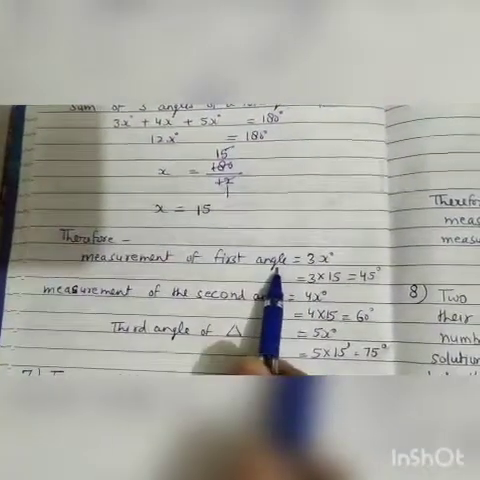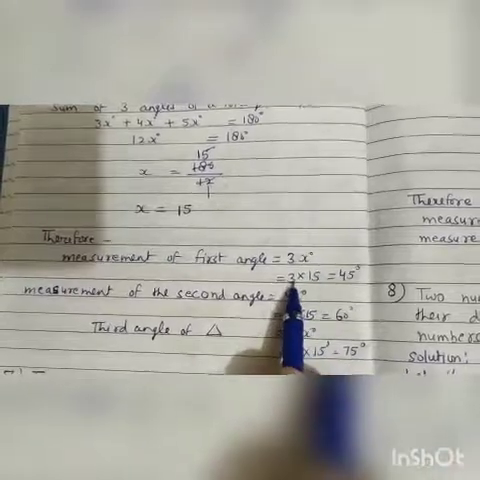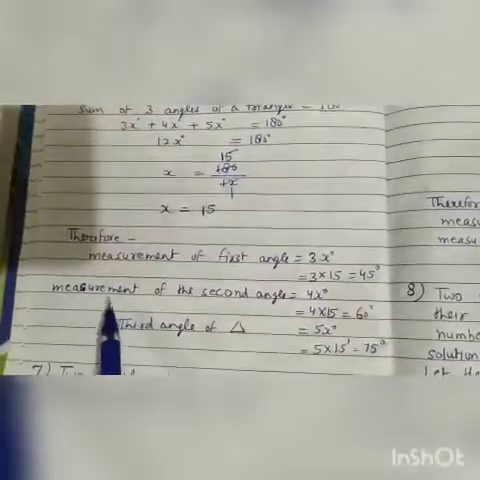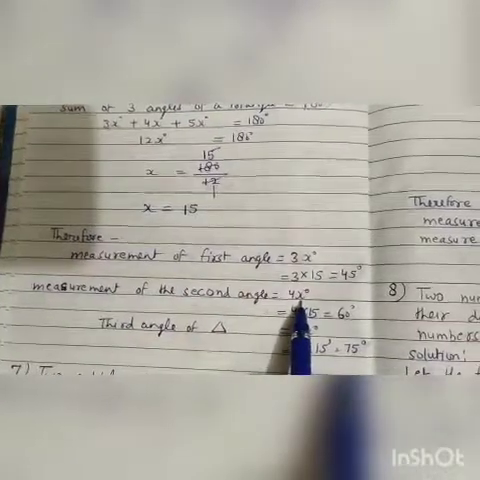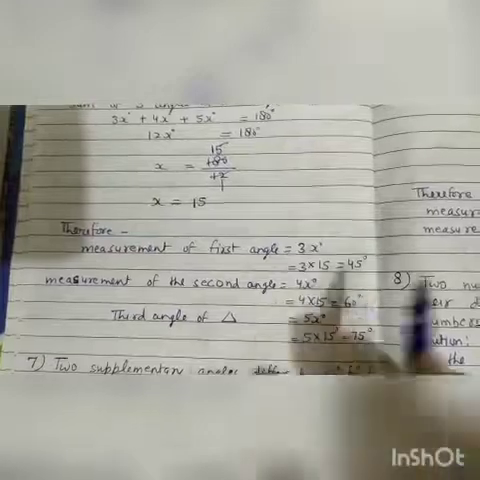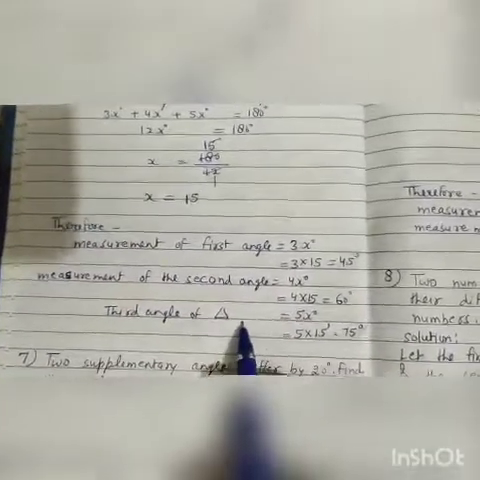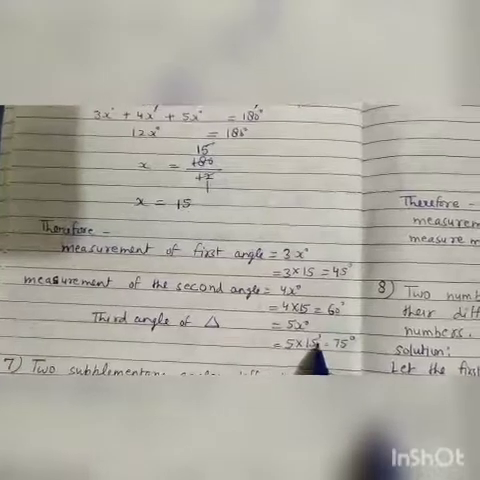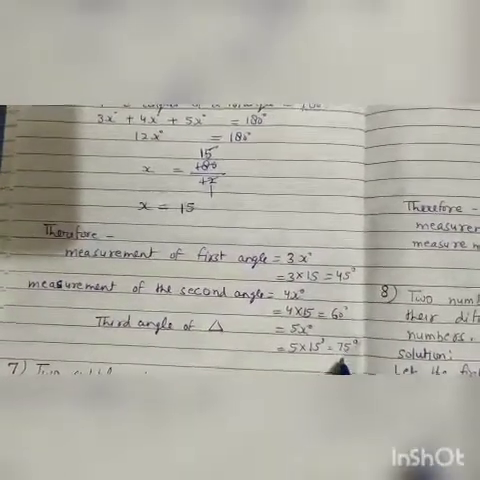Now again put this value of x here. So the measurement of the first angle, 3x, is equal to 3 multiply 15. 3 fives are 15, 3 ones are 3, so 45. The measurement of the second angle, 4x, means 4 multiply 15, which is 60 degrees. The third angle of the triangle is 5x, which means 5 multiply 15, equal to 75 degrees.